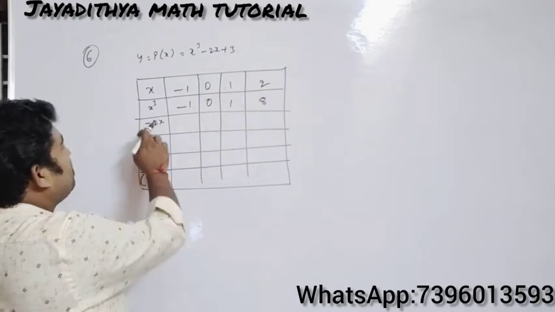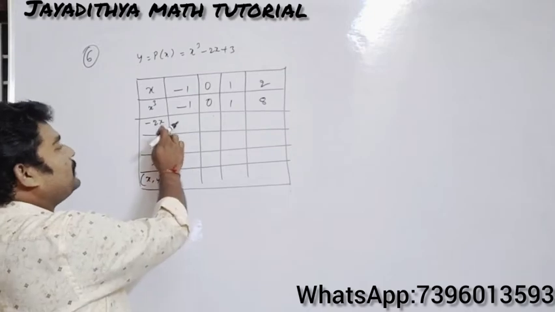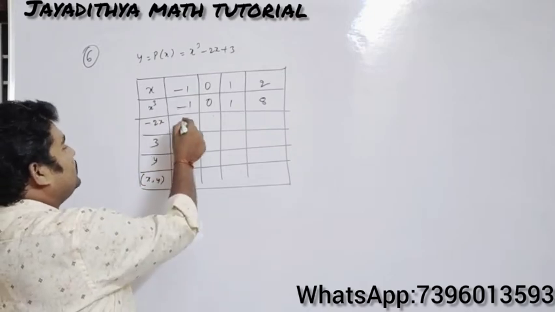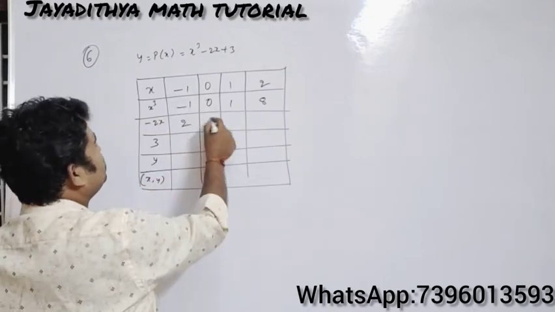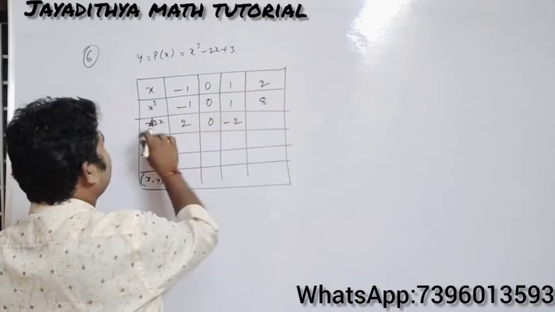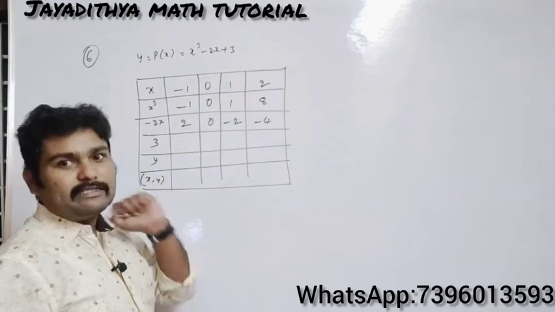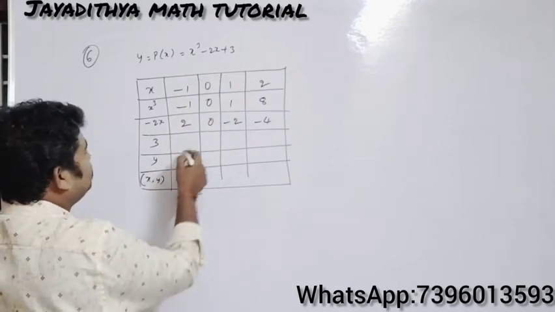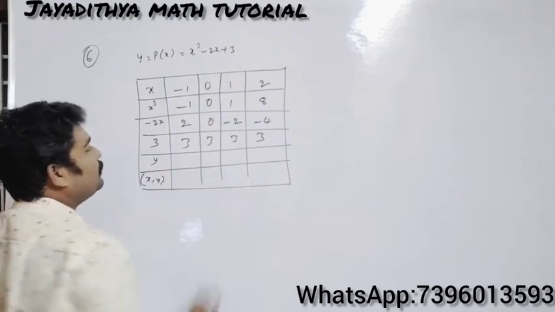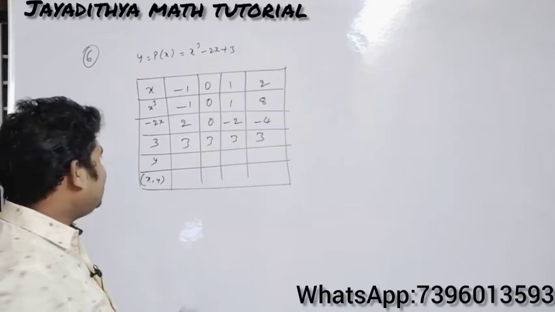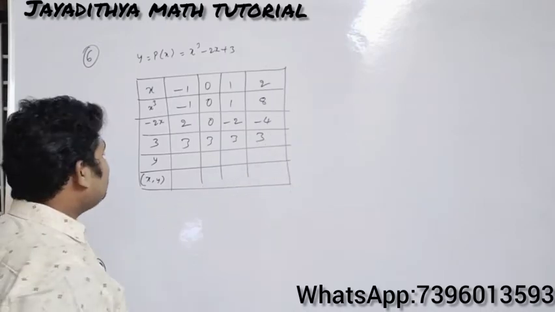And minus 2x: minus 2 into minus 1 will be plus 2, minus 2 into 0 is 0, minus 2 into plus 1 is minus 2, minus 2 into plus 2 is minus 4 here. That means in place of x you should take these values whenever you are calculating, and you have 3. In all the cases you will be having 3 only. Why? Because we don't have any x there, so you can write all the numbers as 3.